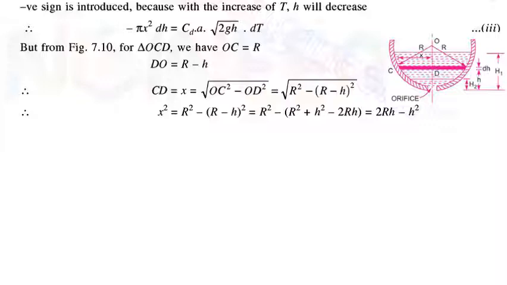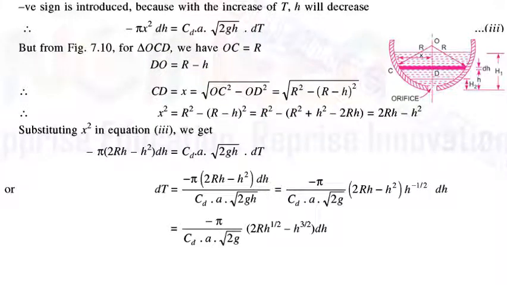So, from the figure, we know that in triangle OCD, we have OC equal to R and DO equal to R minus small h. So, CD is equal to X, which is equal to square root of OC square minus DO square, that is R square minus (R minus h) square. So, X square is equal to R square minus (R minus h) the whole square, which finally comes to 2Rh minus h square.